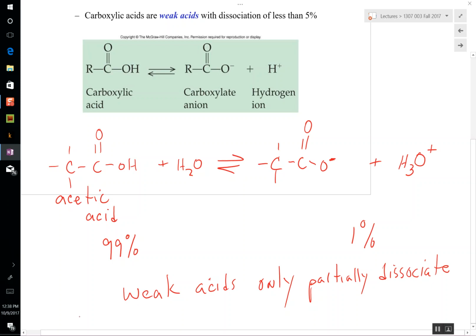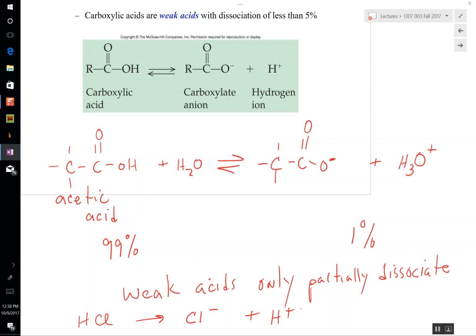All right, you've seen this in 1305. If you put this in water, you just draw an arrow in one direction. It's going to completely dissociate. Because it completely dissociates, it makes the water a lot more acidic. Every hydrogen of the HCl is floating around in the water as a hydronium ion. Here, only 1% of them are. All right?